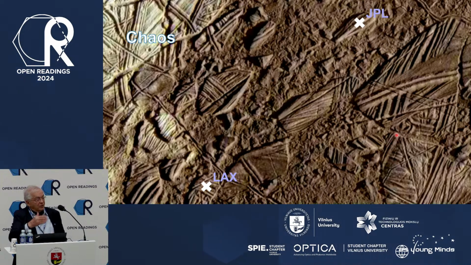So now when you put one and one together, you have an ocean below the surface, it's made of H2O, you have organic material.